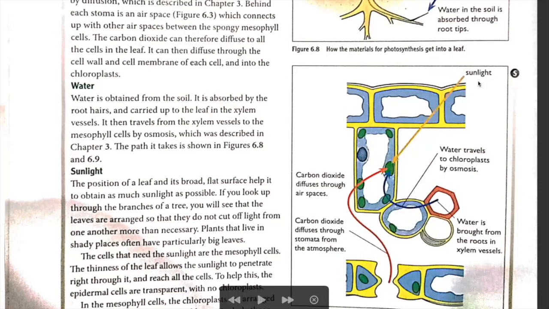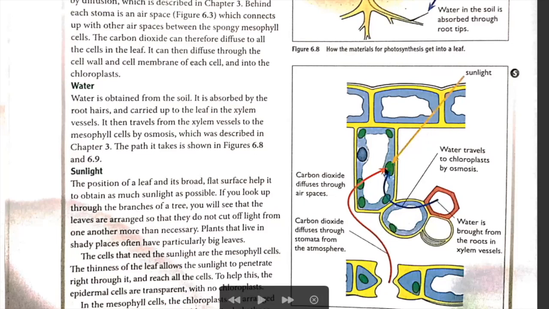Area warna kuning ni, sunlight akan terus masuk ke dalam chloroplast. Pemakannya carbon dioxide dia akan masuk melalui stomata. So carbon dioxide diffuse through stomata from atmosphere. The carbon dioxide diffuse through air space. Ni ada air space kan sebab the arrangement of the spongy mesophyll cell. So dia akan terus masuk ke dalam chloroplast.